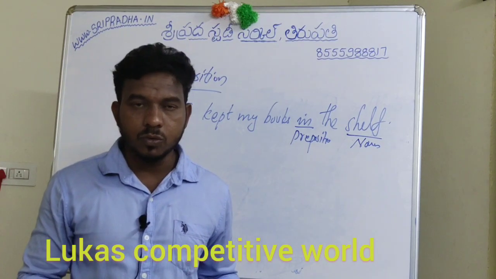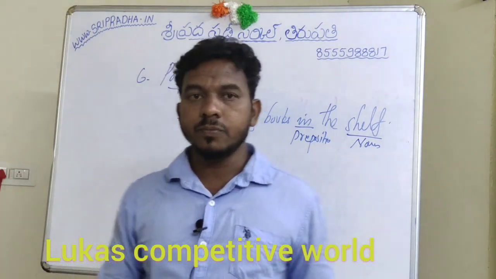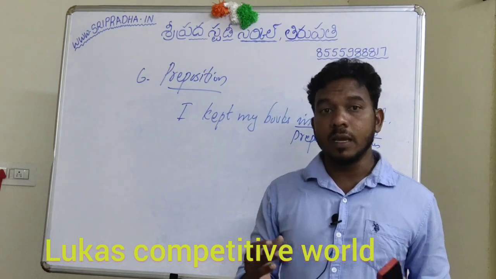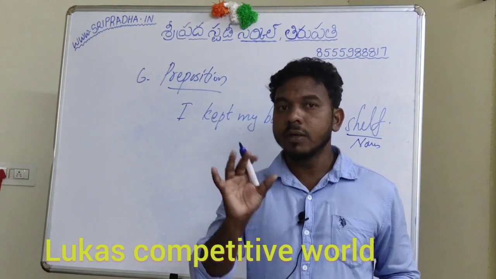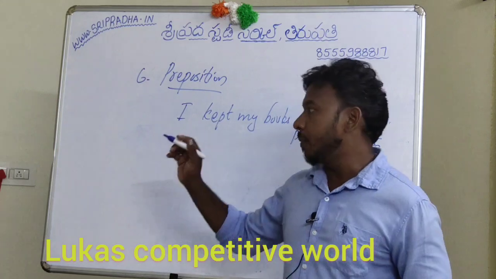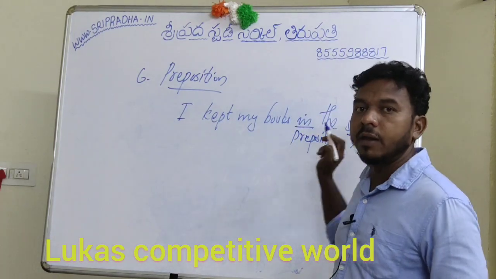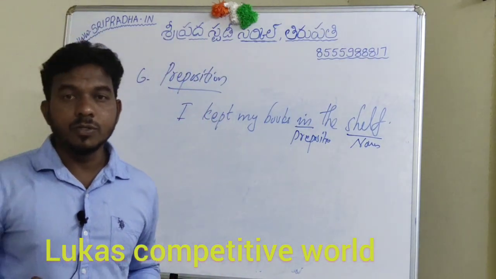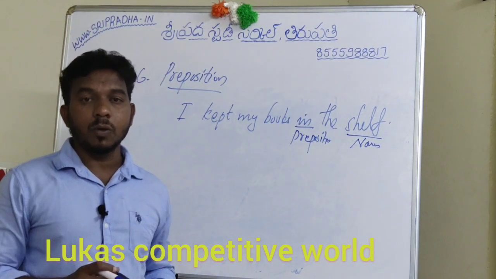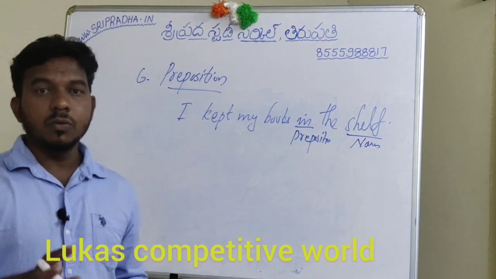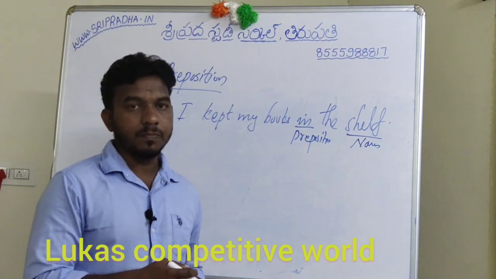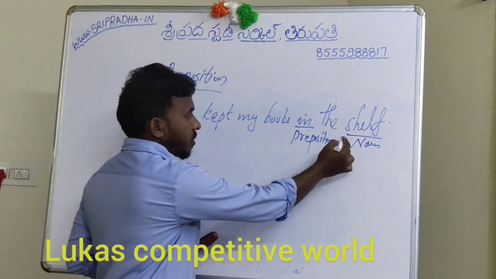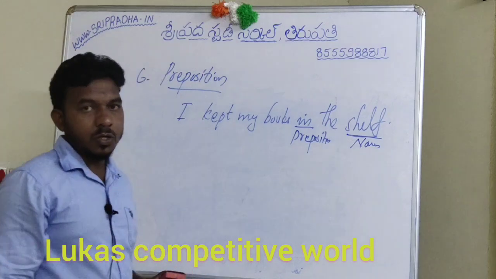Many of you have the doubt between preposition and adverb. After an adverb we never see a noun. After the verb we use an adverb. But after a preposition we can find a noun. That is what the definition says: a preposition is a word which is used before a noun or a pronoun to show the relation of the words in a sentence. So here we find the preposition "in" because there is a noun after it, showing the relation.